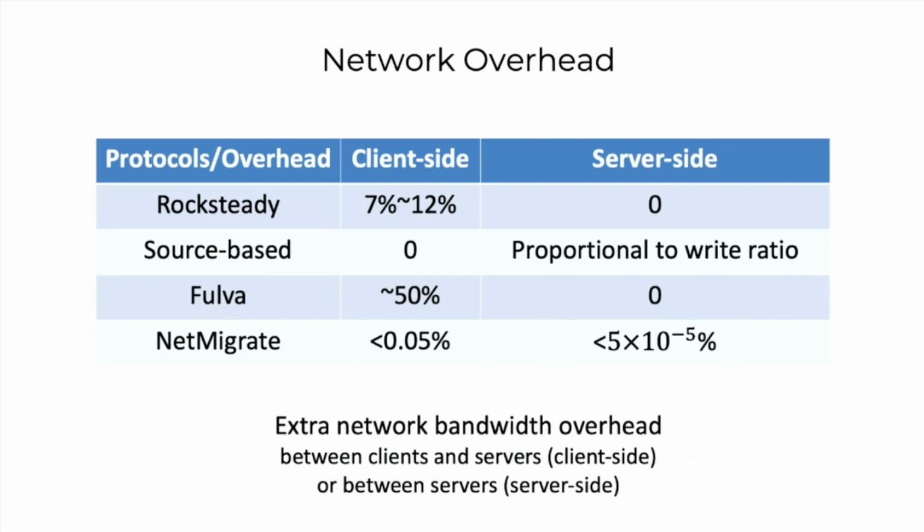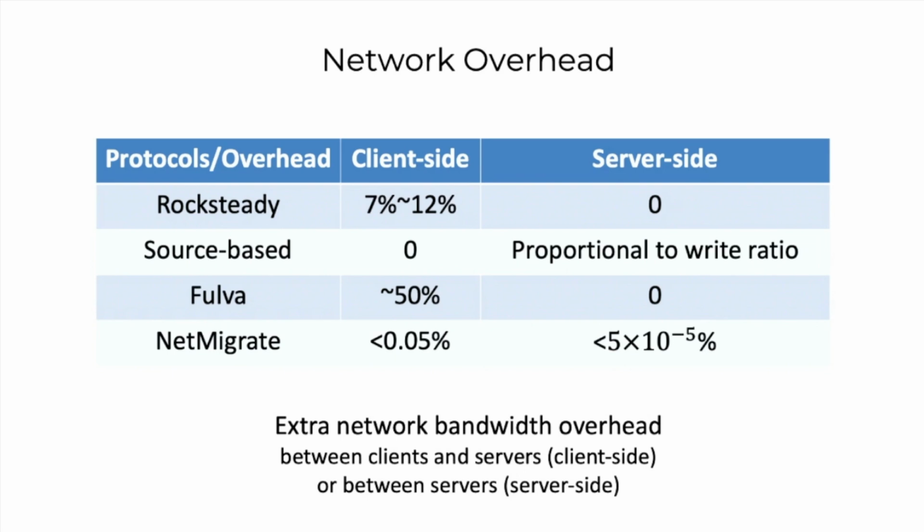And finally, let's look at the network overhead of different migration protocols. We decide the network overhead as 2 parts, the extra network bandwidth used between the clients and servers, or used between the servers. Destination-based Rocksteady only has the client-side extra bandwidth usage because the clients need to retry the query packets when the query accesses not yet migrated data.